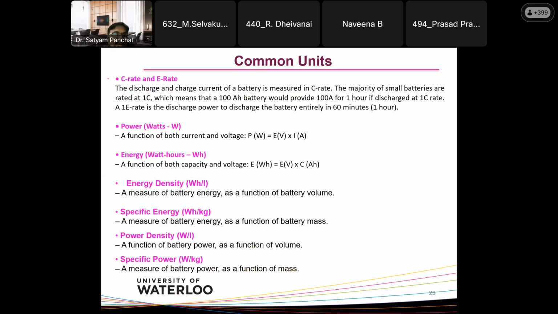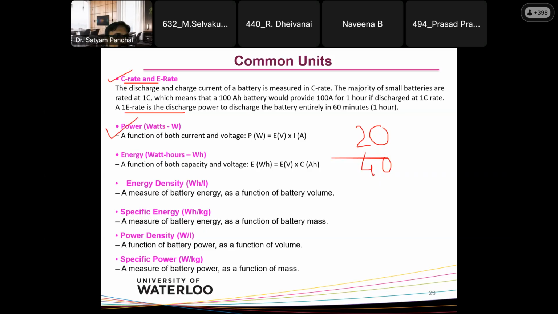C rate and E rate. The C rate is the charge and discharge current of the battery, measured in C rate, and the majority of small batteries are rated at 1C. Let's say for a 100 amp hour battery, 1C is 100 ampere constant current discharge. In my previous session, I explained a 20 amp hour battery. So for 20 amp hour, 1C is 20 ampere constant current discharge, 2C is 40 ampere, 3C is 60, and all the way like that. And E rate is the discharge power to discharge the battery entirely in 60 minutes.